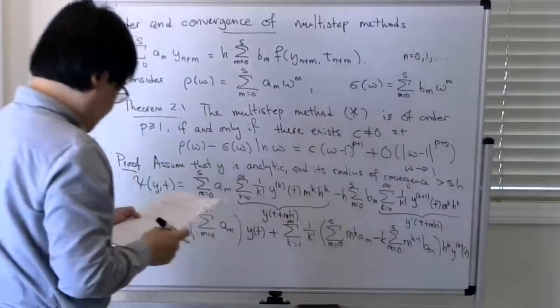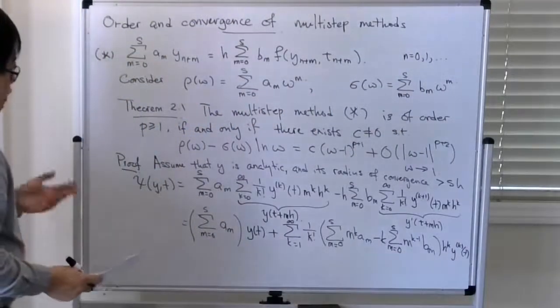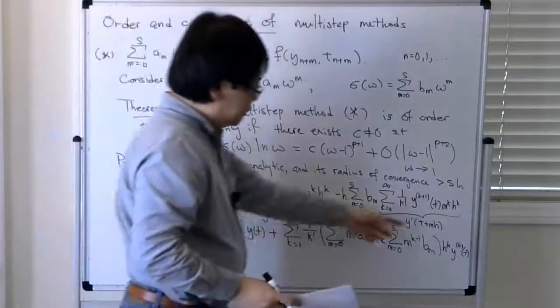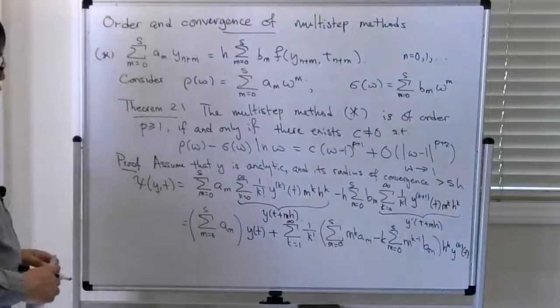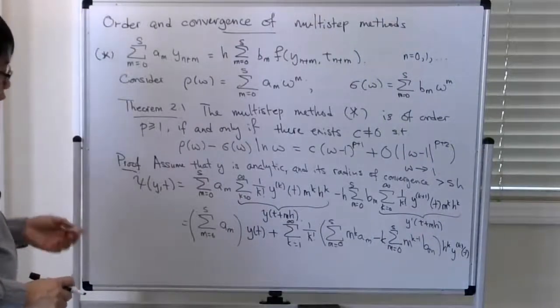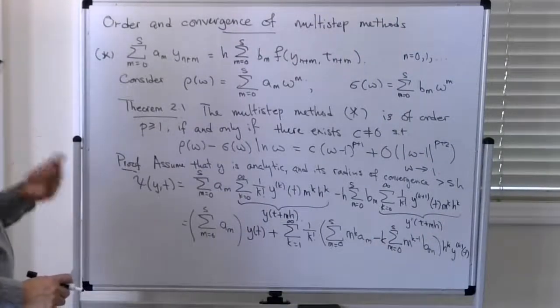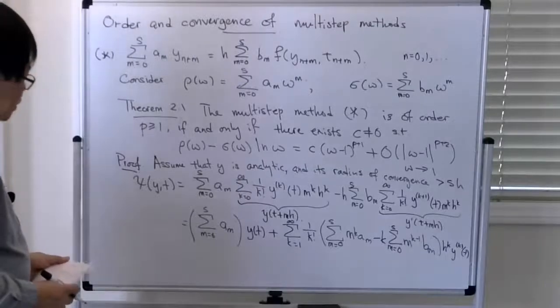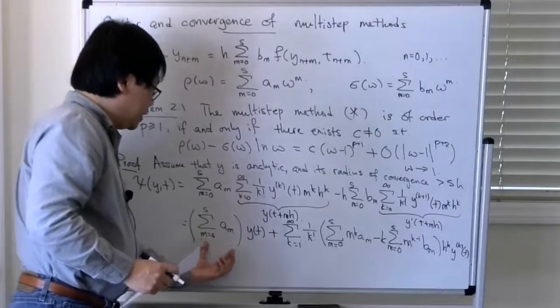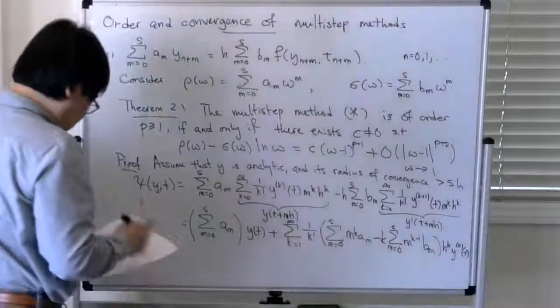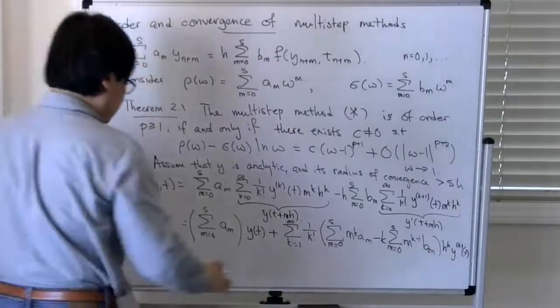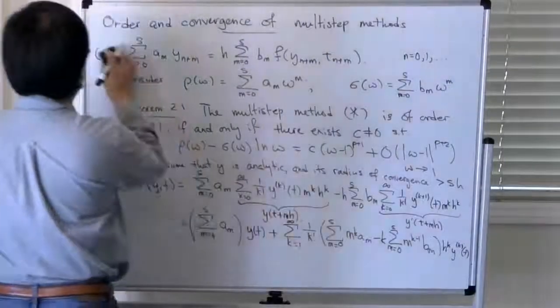And so you've already written it in the form where you have these powers of h. As you might expect, if you want to get a method of very high order, then you have to get these coefficients to vanish, to the appropriate order. So let's see how you go about doing that.